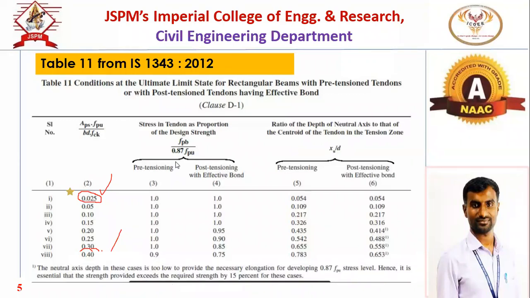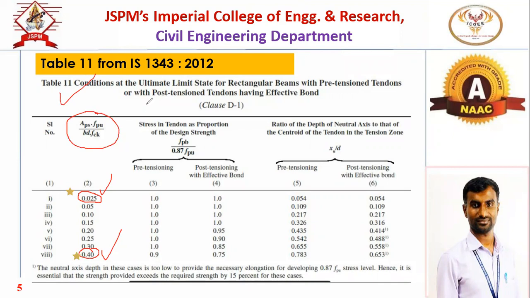Now, from your GATE examination point of view, you should know what this table is all about and what the variation of that ratio is, how that variation is there. Now, the minimum value is 0.025 and the maximum is 0.04. So this is the variation. And this particular ratio is the effective reinforcement ratio.